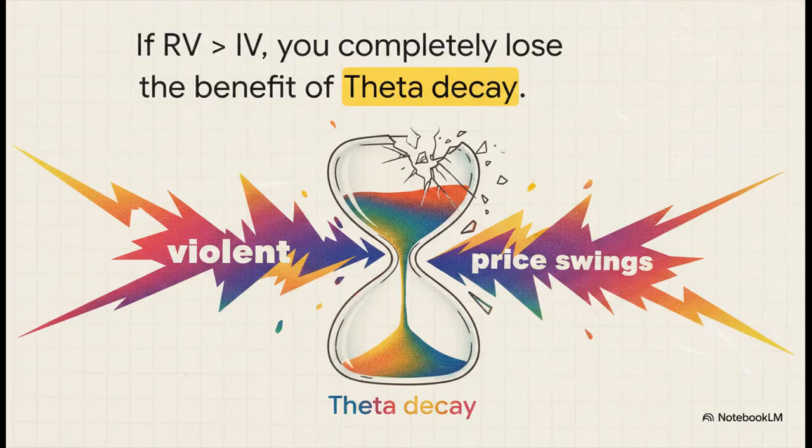Because to make money from theta decay, you really need peace and quiet. When RV is less than IV, the market is calm and theta decay works beautifully in your favor as a short seller, slowly eroding the option's value and putting money in your pocket. But the moment RV spikes higher than IV, you lose that benefit entirely. The violent price swings just completely overwhelm the slow drip of time decay, and the short seller faces massive, rapid losses.